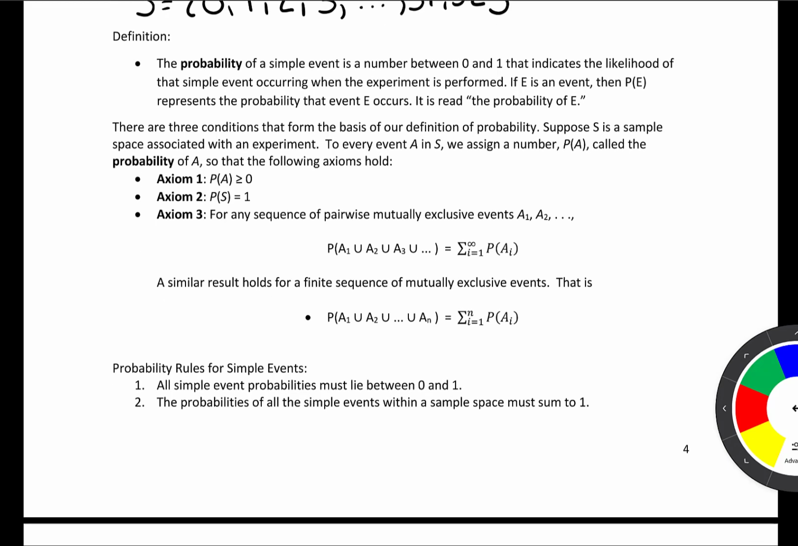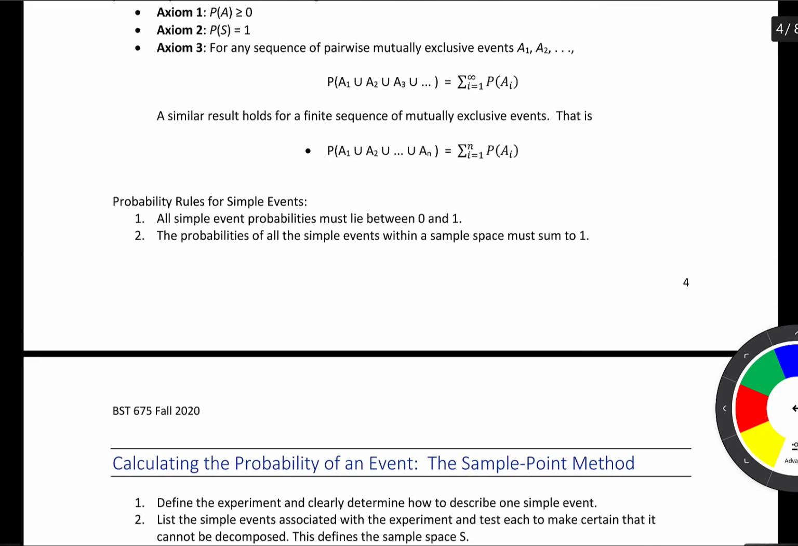All simple event probabilities must lie between 0 and 1. This can actually be proven using axiom 1 and 2. And the probabilities of all simple events within a sample space must sum to 1. And this can be proved using axioms 2 and 3.